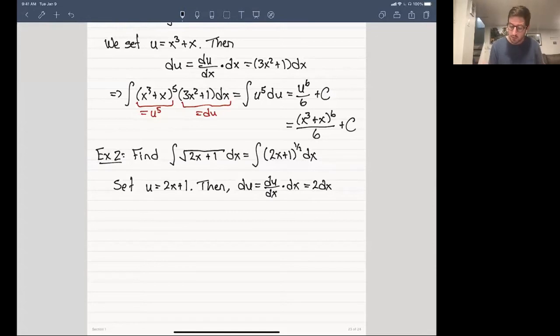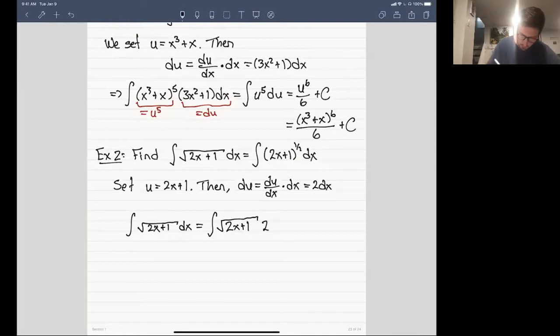We can multiply and divide by 2 in this thing, and we can artificially put that 2 back in there. So let me show you what we're going to do. So this integral of square root of 2x plus 1 dx, I'm going to multiply and divide by 2, just so that I can put the 2 dx in there. So I get the integral of the square root of 2x plus 1 times 1/2, and then times 2 dx.